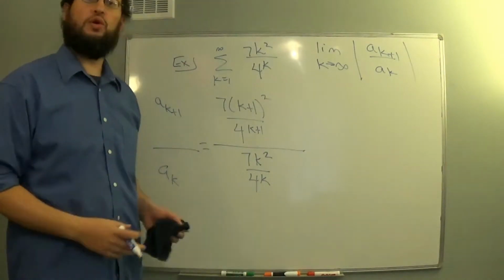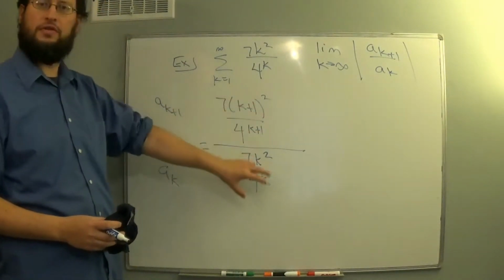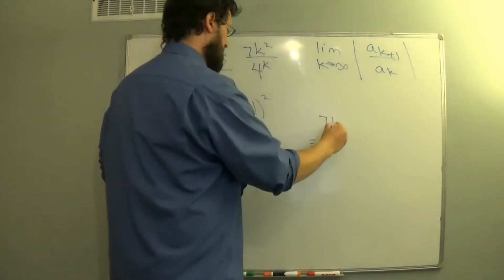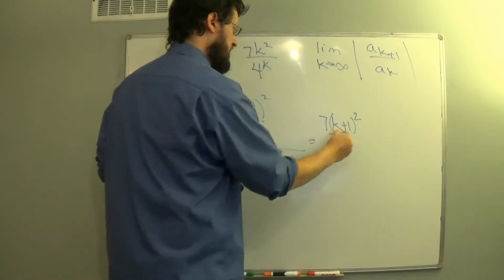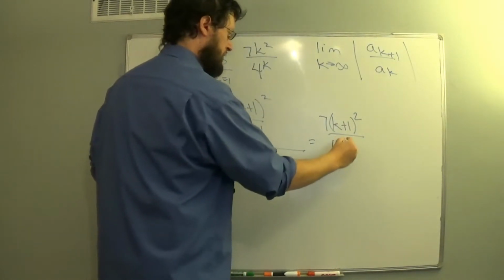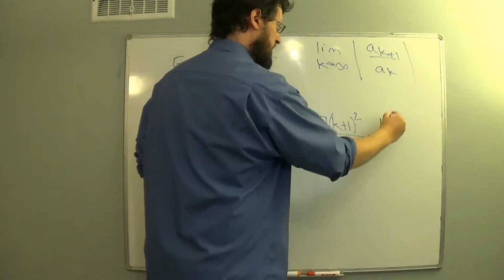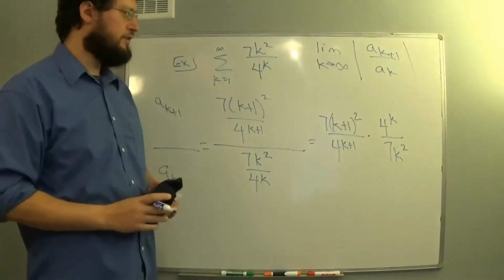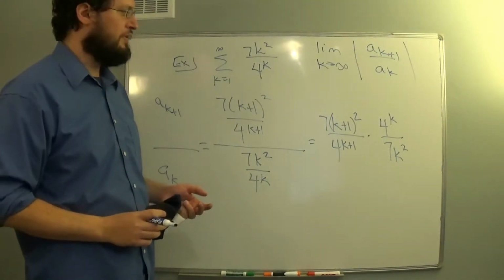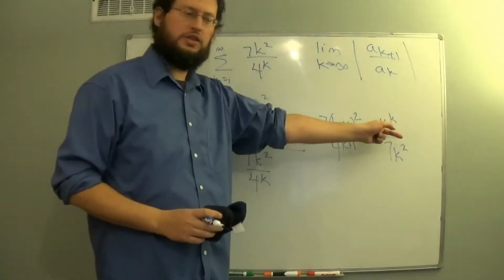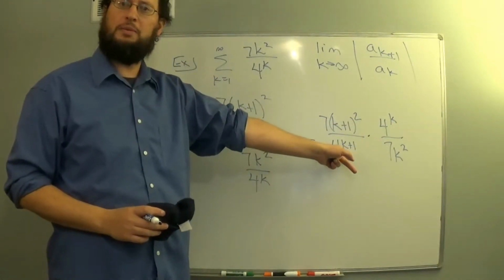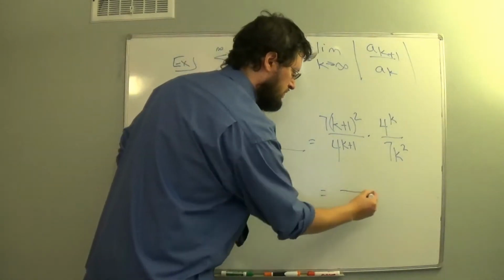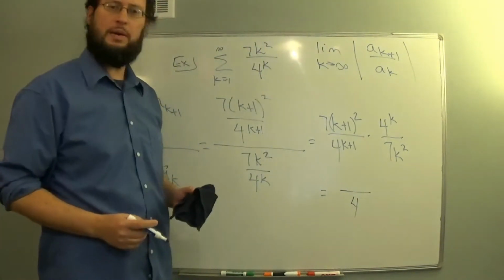And then we're going to see this over and over. At this point, this is a fraction over a fraction, so we multiply by the reciprocal. And so that's 7(k plus 1) squared over 4 to the k plus 1 times 4 to the k over 7k squared. And we ask ourselves, what simplifies? Notice that I have k 4's in the numerator and I have k plus 1 4's in the denominator. So I have one extra, but it's in the denominator. So I have a 4 in the denominator.